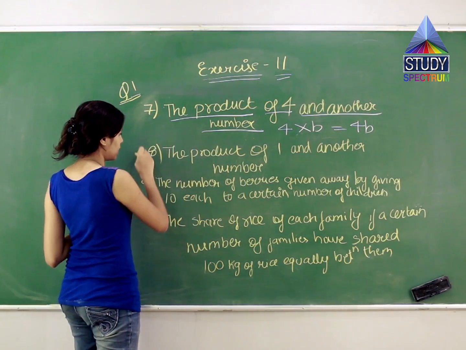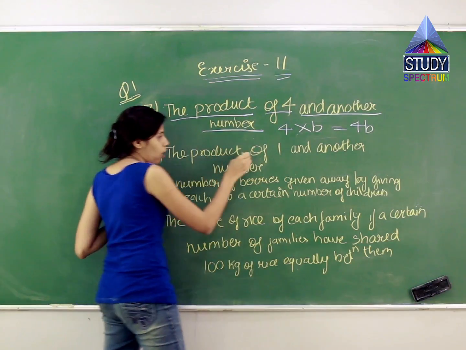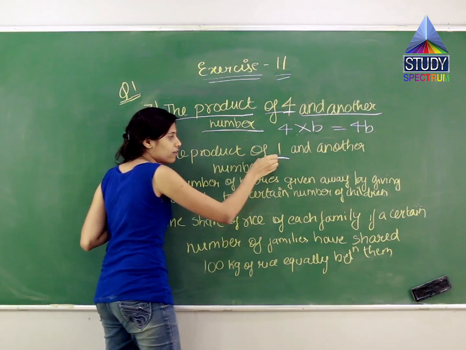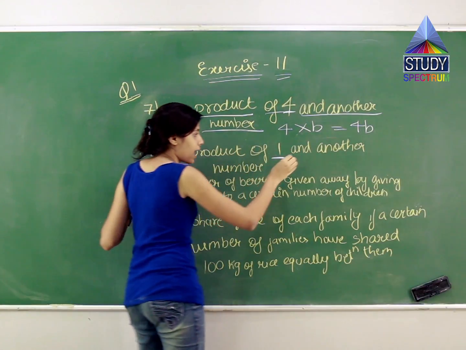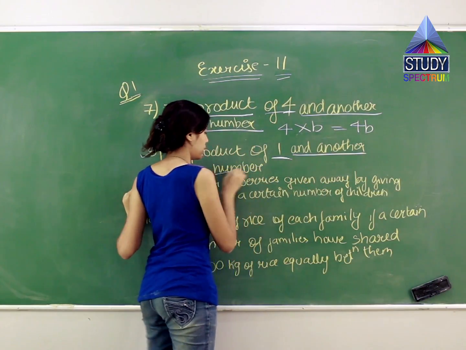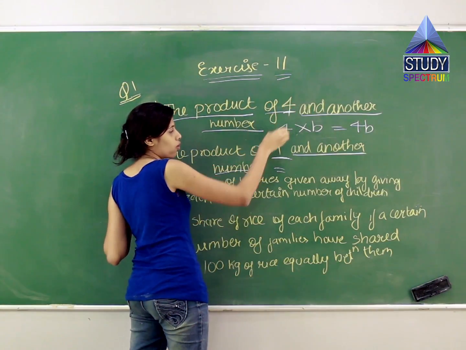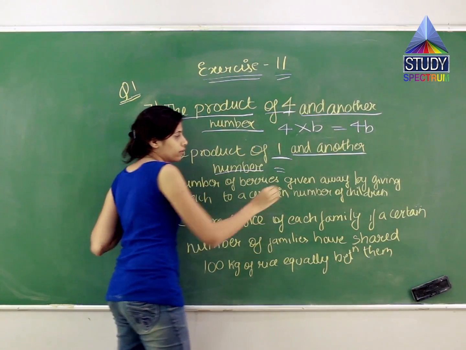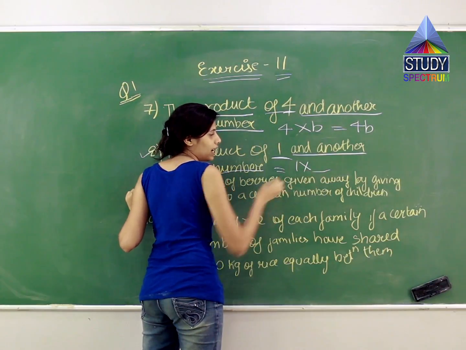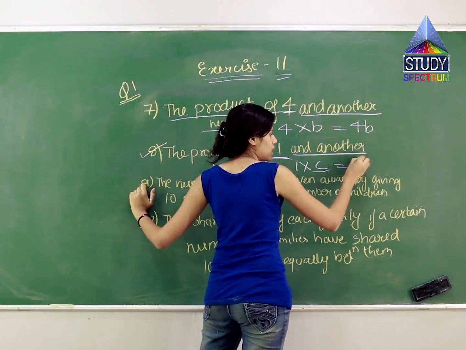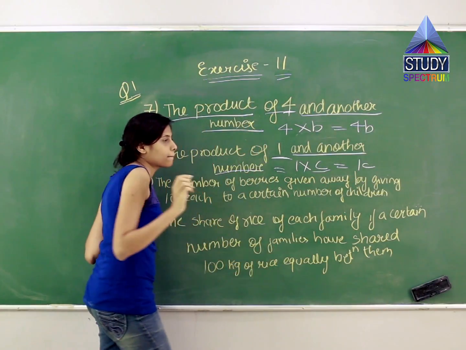In the next question, they are trying to tell us the product of 1. Over here we had 4. Over here they have replaced that 4 with 1, and another number. Same question, isn't it? Just they have replaced 4 with 1. So what you have to write? 1 into any letter from A to Z. For suppose C. So the answer is 1C.